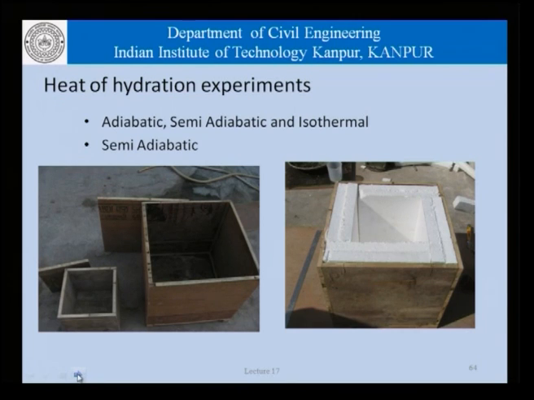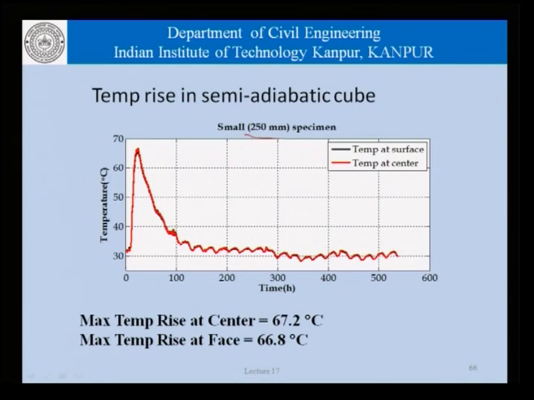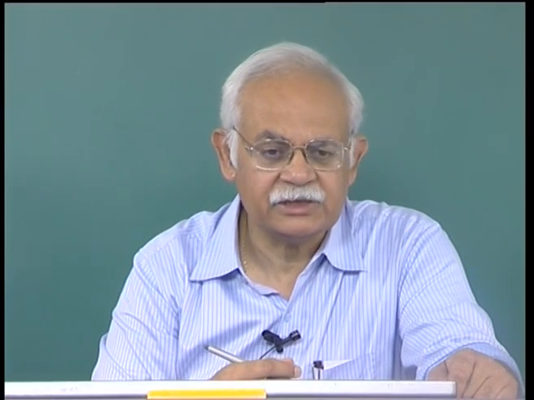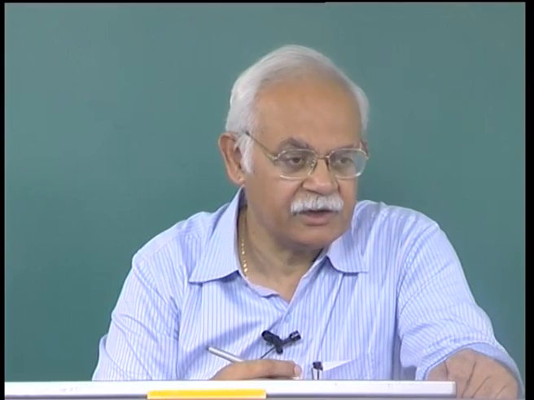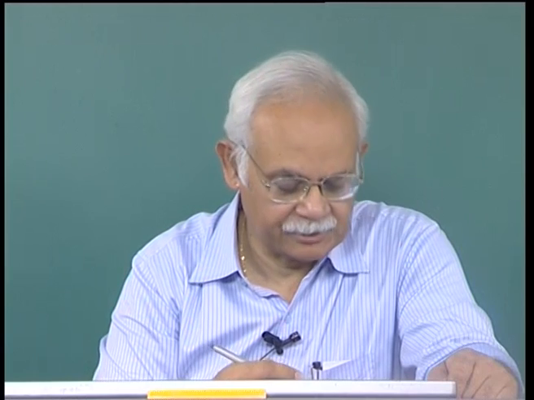Experiments in this study were also carried out using smaller blocks of 250 mm, and there we tried to measure the temperature of concrete at the center and the surface, and given the size here, the difference is not much. It is 67.2 and 66.8 as far as the temperatures are concerned, and that is why we can call it a semi-adiabatic cube. We do not expect much heat transfer to be taking place between the core and the surface if the temperatures are similar.